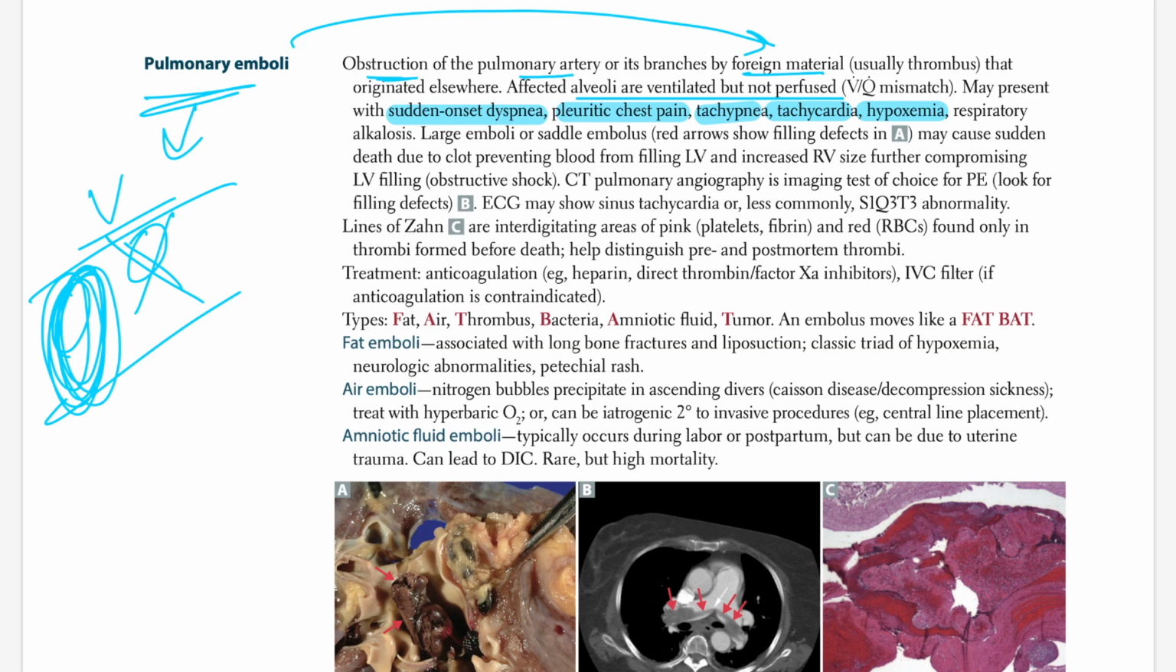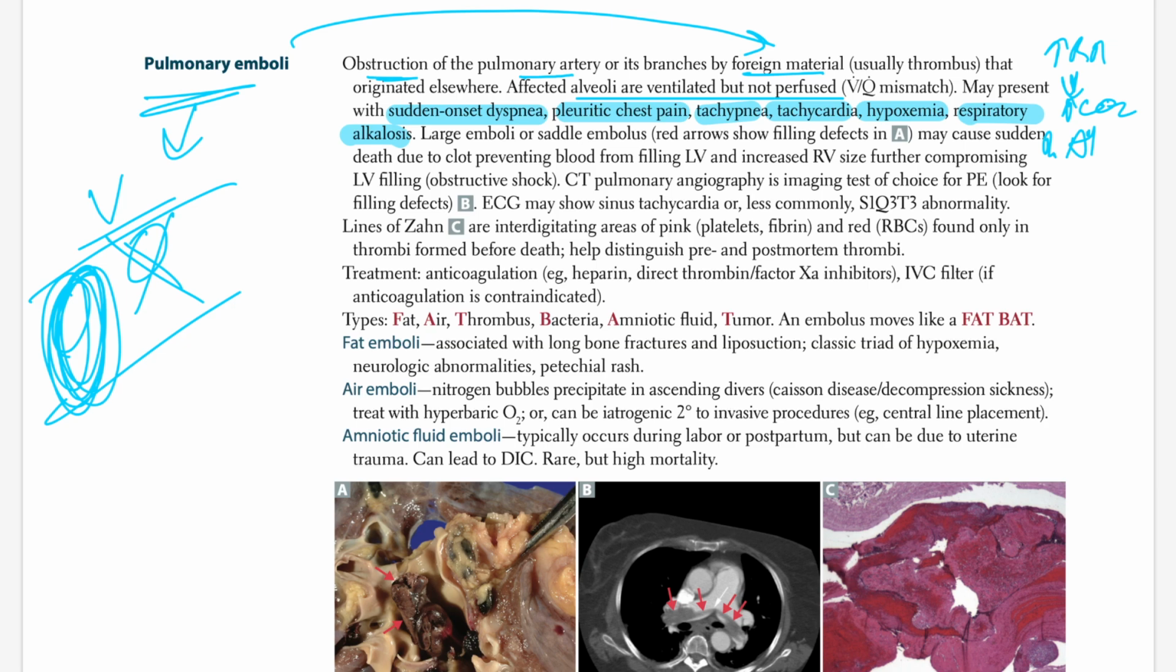PaO2, and respiratory alkalosis. Again, respiratory alkalosis, why did we have this? Because when you increase the respiratory rate, you're going to throw out your carbon dioxide, and that's going to cause alkalosis, respiratory alkalosis, because we're talking about respirations here. So respiratory alkalosis, it's coming from there.